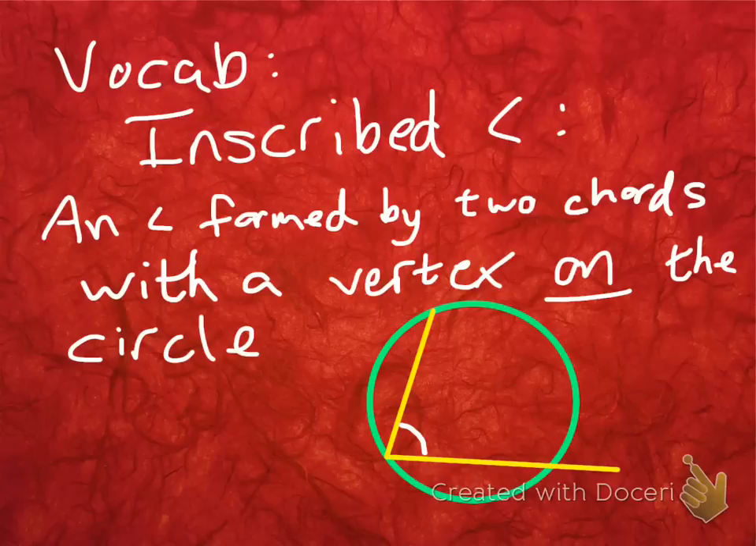So let me give you an example of an angle that is not an inscribed angle. If I have something like this, and it comes out of the circle like so, that would not be an inscribed angle. So it has to be formed by two chords, specifically. Okay, so this would be an inscribed angle.